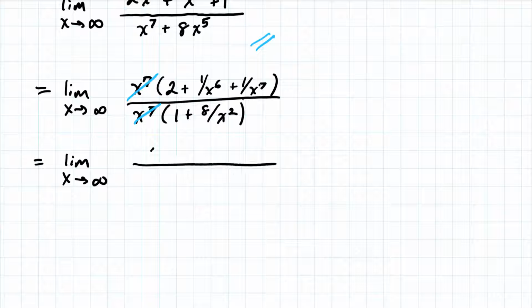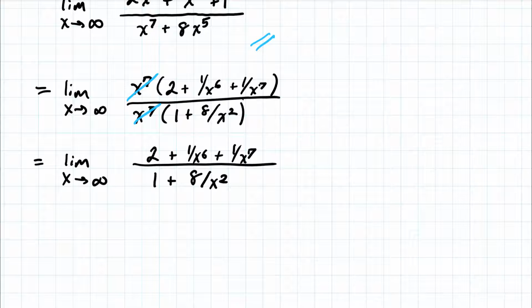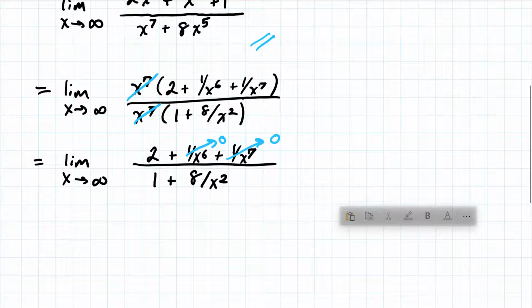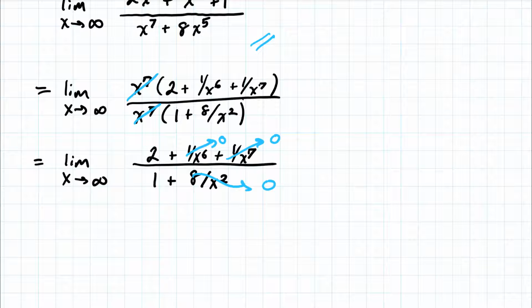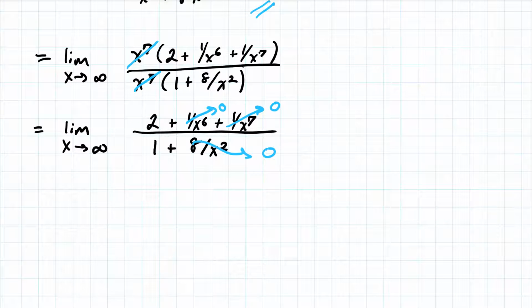Because now on the top we have 2 plus 1 over x to the 6th plus 1 over x to the 7th, all over 1 plus 8 over x squared. And we know as x goes to infinity, as it gets huge, 1 over x will be heading to 0. And so will 1 over x to the 6th, even faster. So that's going to 0. 1 over x to the 7th will be going to 0. And 8 over x squared will be going to 0. So the only thing that survives is just the 2 on the top and the 1 on the bottom. So the answer is 2.